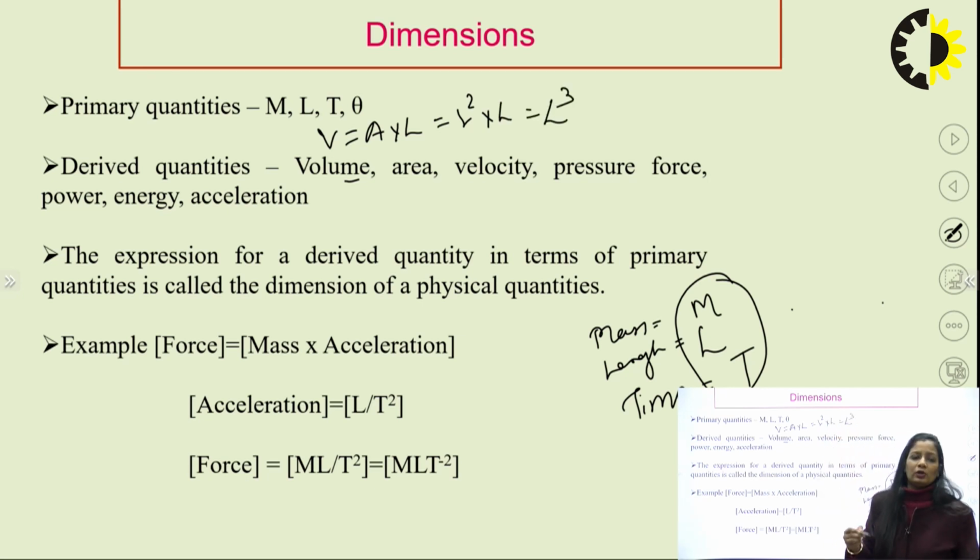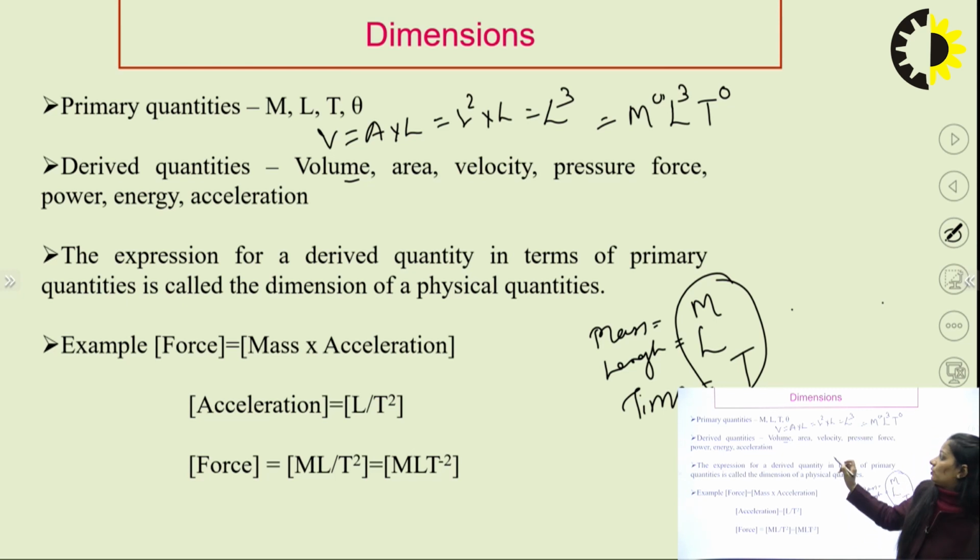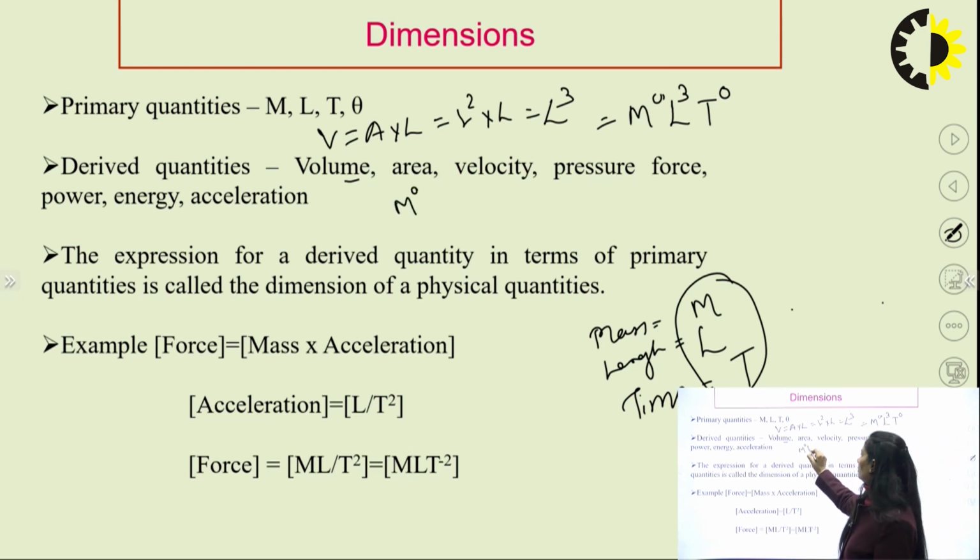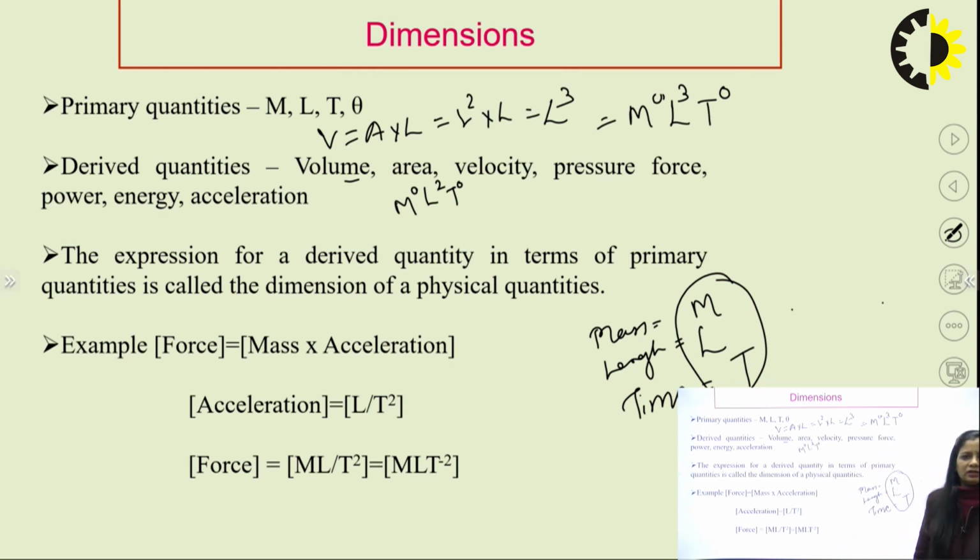And when you write the complete dimension of volume, you write M^0, L to the power 3 and T to the power 0. So this is how we can write the dimensions of any particular quantity. When we talk about area, area will be L squared, or M^0 L^2 T to the power 0. Okay, because time is not there in the formulas for volume and area, so obviously T to the power 0 will be there.